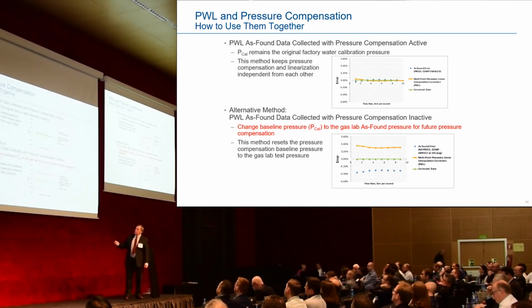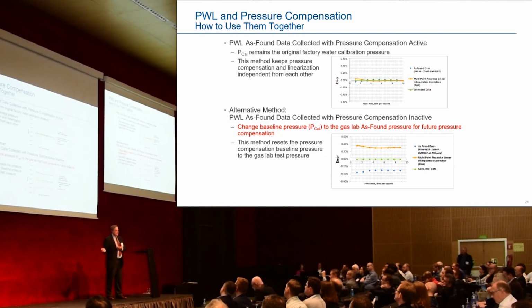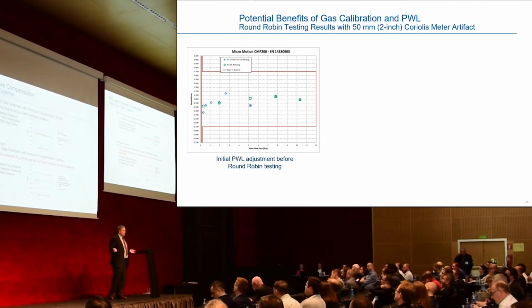And you can do that if you want by resetting the baseline pressure to the laboratory calibration pressure as your new starting point for pressure compensation, which would mean if you calibrate the meter at 800 psi, there would be no correction if you're operating at 800 psi, whereas we calibrate them on liquid somewhere below 50 psi.